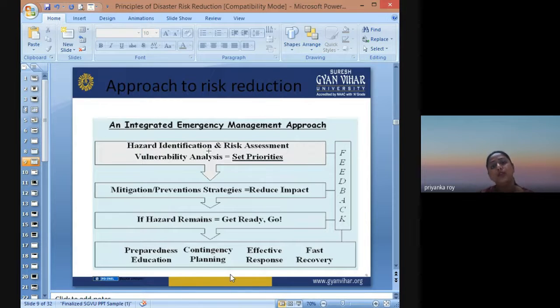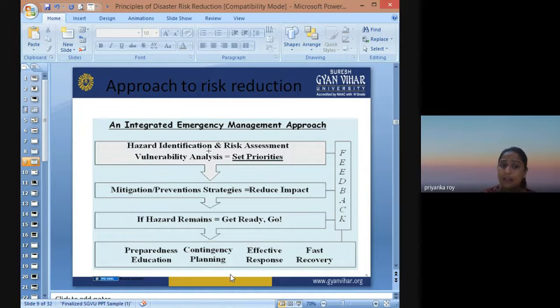The approach to risk reduction is an integrated emergency management approach, and hazard identification and risk management includes the vulnerability analysis, and that is where you set the priorities. What is the first thing that has to be identified as vulnerable sectors that have the risk of losses. Then mitigation and prevention strategies can be used to reduce the impact.